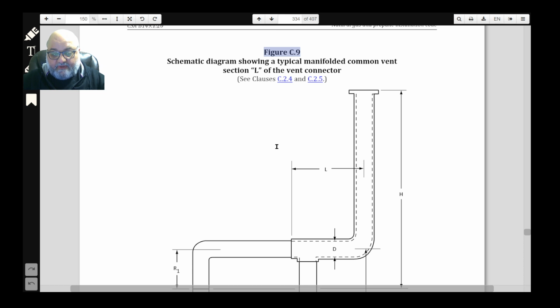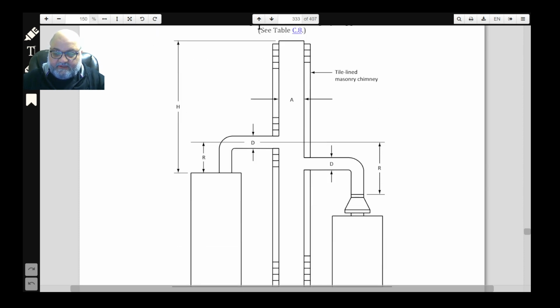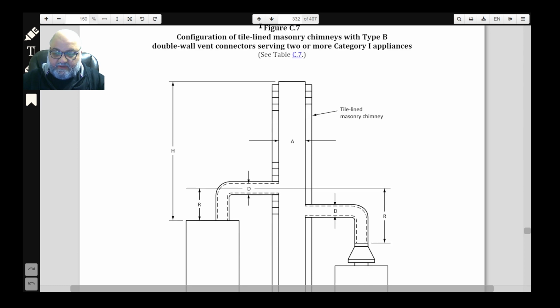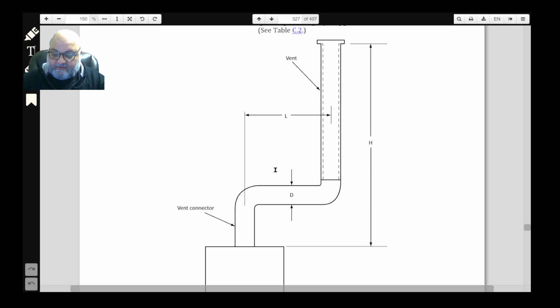And also the good news is that there are C1 through C10 images. So if you go, for example, C8, this is another arrangement. C7 is another arrangement. Other examples are C2. This is another arrangement. So you have C1 through C10 in Annex C of the codebook B149.1 that are images, concepts, abstract concepts of arrangements for the venting systems, different venting systems.